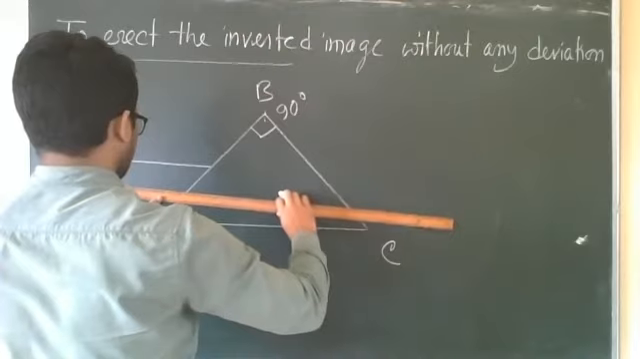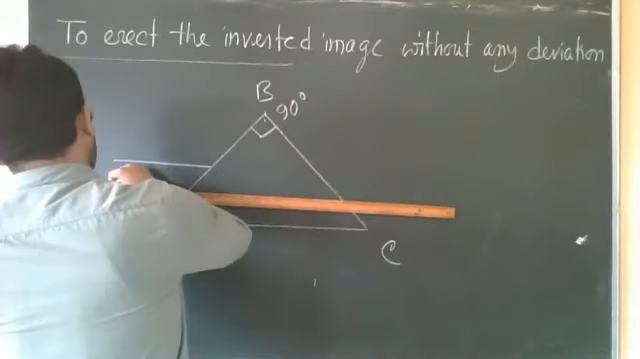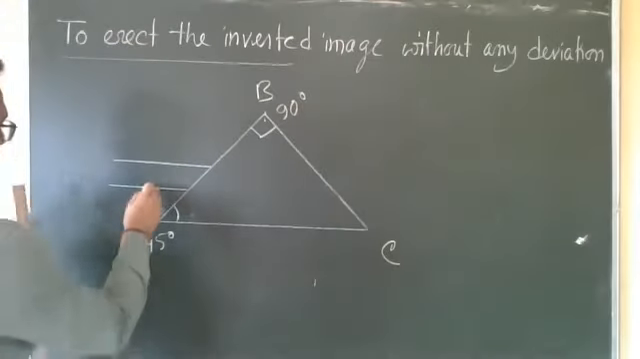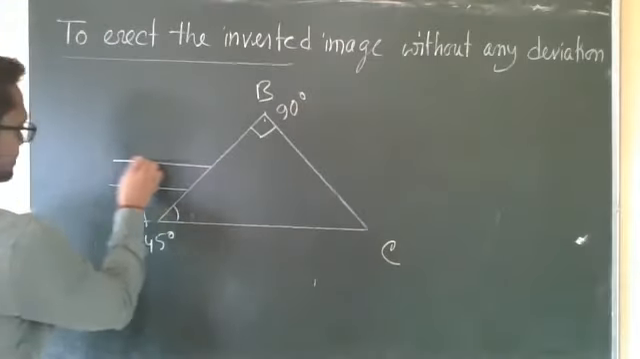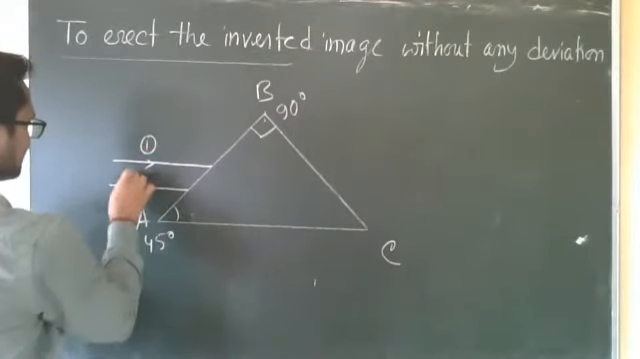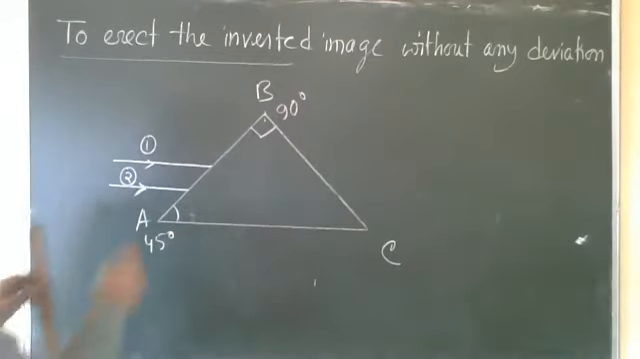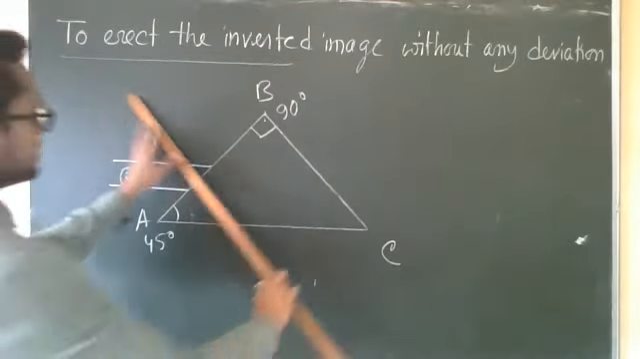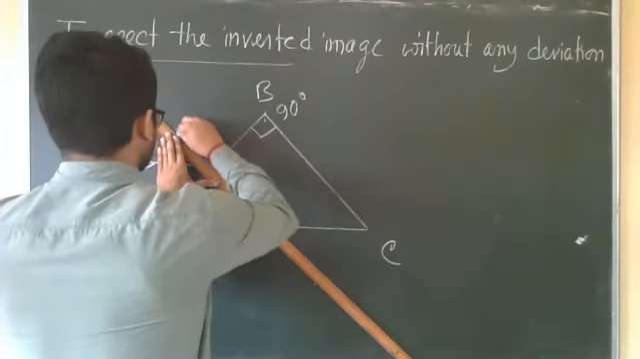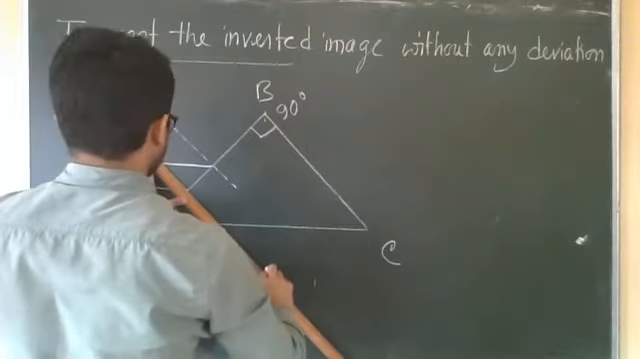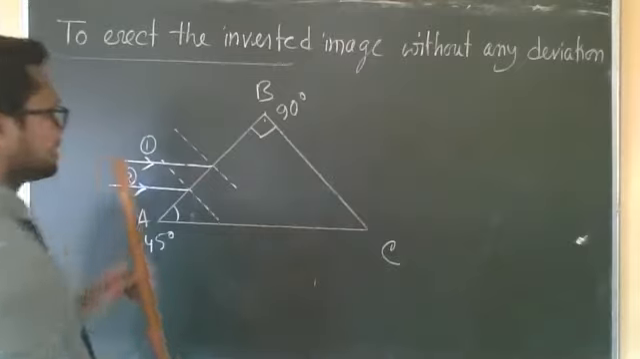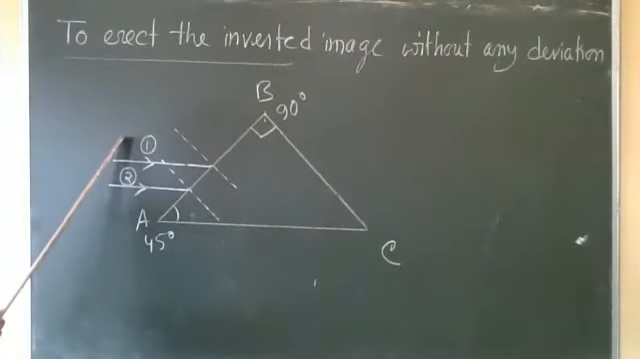There will be no deviation. The image will be formed in the same light. So this is the first ray, and this is the second. I am giving the ray names here. Here draw the normal. This is the normal. Here also draw the normal. This is the normal.